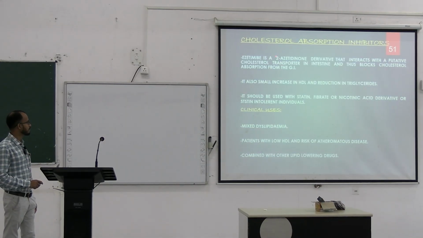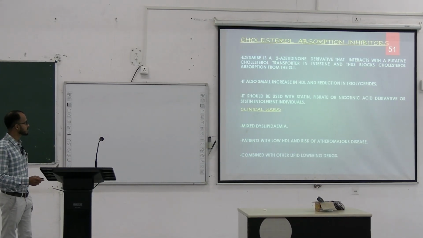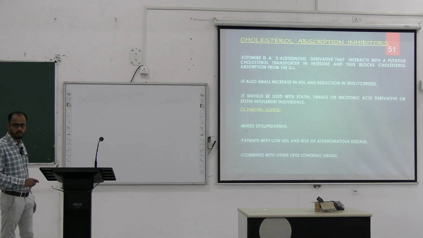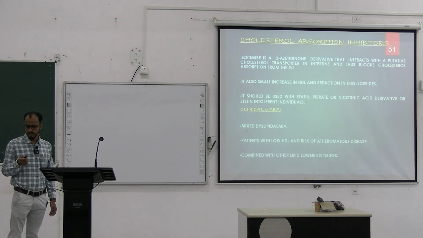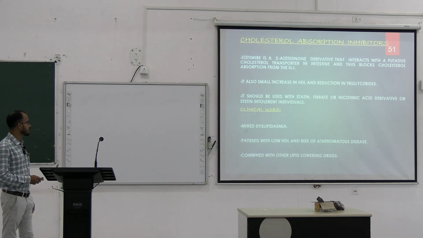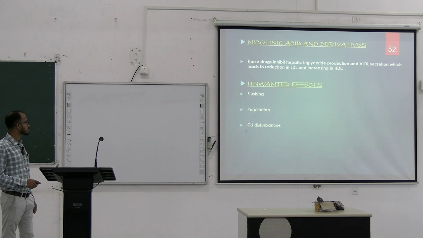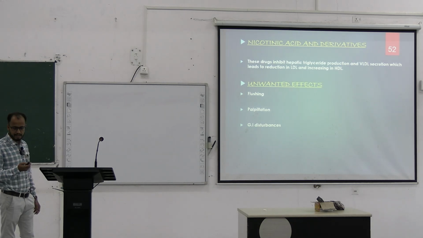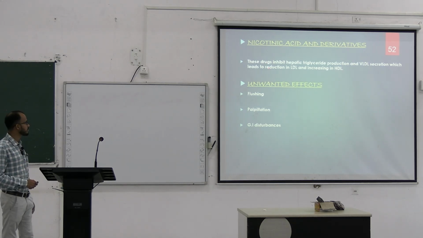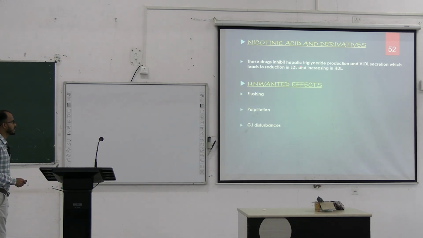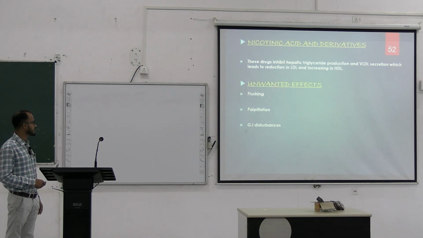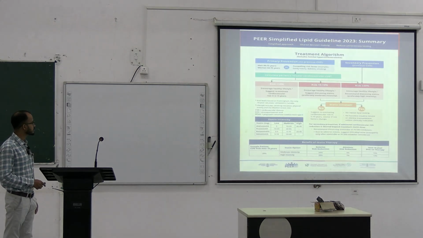Another class of drug is cholesterol absorption inhibitor. How does this act? It interacts with the cholesterol transporter and inhibits absorption of cholesterol from the intestine. So we can use it in mixed dyslipidemia, in patients with low HDL and risk of atherosclerotic disease. We can combine it with statin and fibrate. Another class of drug we rarely use is nicotinic acid derivative. This inhibits hepatic triglyceride production and VLDL secretion, which leads to reduction in LDL and increased HDL. This sometimes leads to flushing, palpitation and GI disturbances.